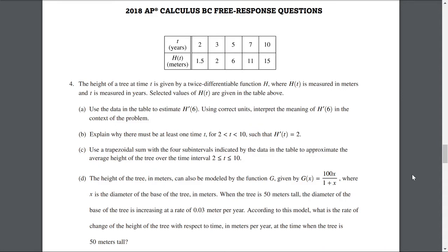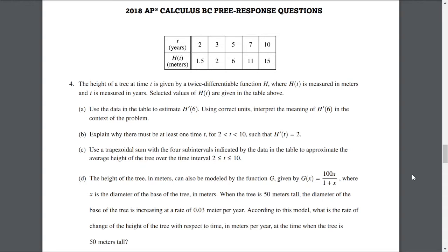The height of the tree in meters can also be modeled by the function g, where g of x equals 100x over 1 plus x, where x is the diameter of the base of the tree. When the tree is 50 meters tall, the diameter of the base is increasing at a rate of 0.03 meters per year. According to this model, what is the rate of change of the height of the tree with respect to time in meters per year at the time when the tree is 50 meters tall? Okay.